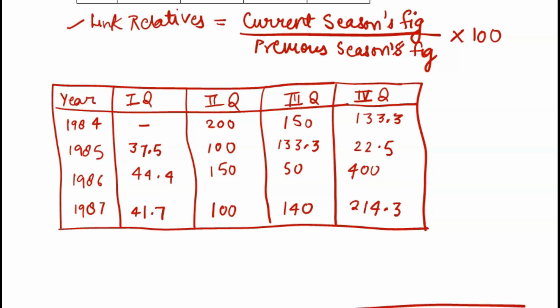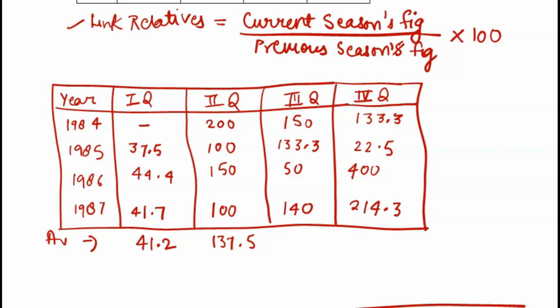Now after calculating the link relatives, we have to find out the average of these link relatives, the average for each quarter. Like the first quarter, there are 3 values, first one is dash. So adding 3 values and dividing by 3 will give 41.2. Like this, the second quarter we have 4 values. So add 4 values and divide by 4. It will give us 137.5.